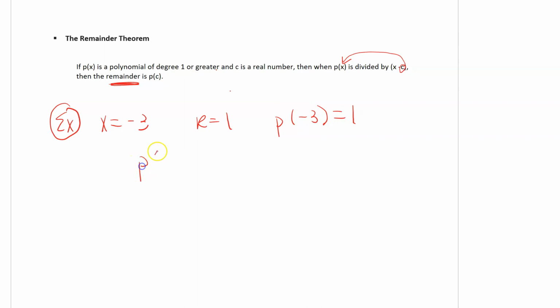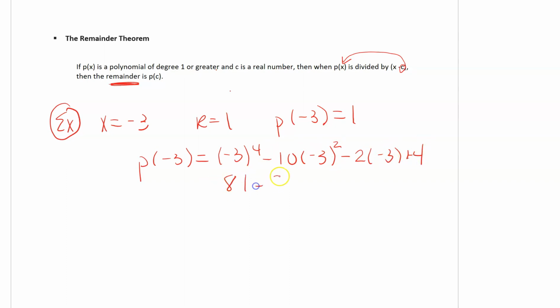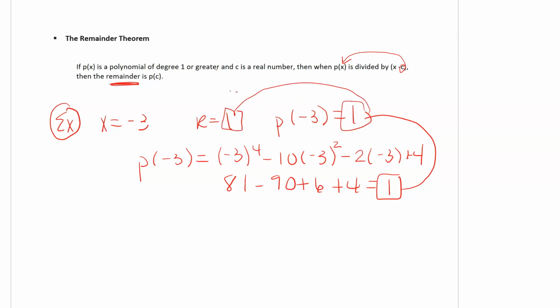So we could check that. We could say p of negative 3, and we could plug negative 3 everywhere into the original function. So I'm just replacing the x's with negative 3. So let's see, that gives me 81 minus 90 plus 6 plus 4. And you can see that gives me the same remainder that I got from above when I did synthetic. So pretty interesting theorem that results from looking at synthetic and working it over and over.